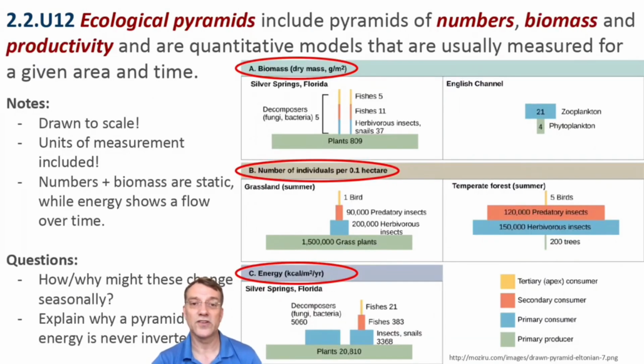Ecological pyramids are quantitative models that visually represent trophic structure. They typically show a decrease in numbers, a decrease in biomass, and a decrease in energy as we move higher and higher up the trophic chain. And this is what creates the pyramid shape. These are usually measured for a specific area and a specific time period. Let's go through these one by one.